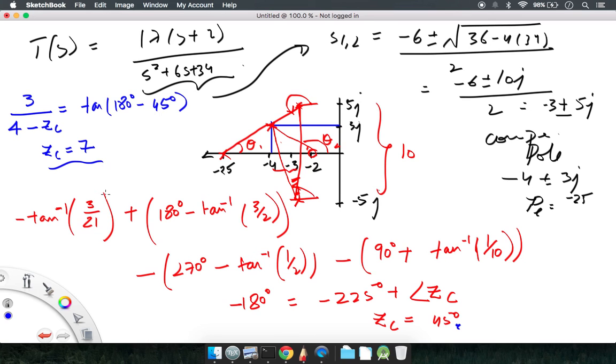And this is your location of the 0. So that was fairly easy. In my next video, I will tell you how to calculate the gain. That is, if I am able to solve for it.